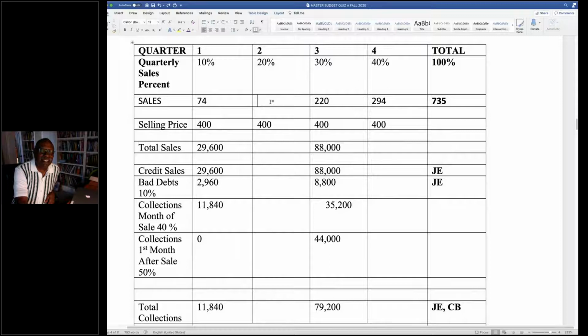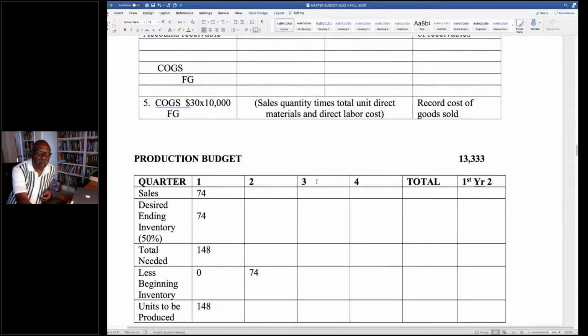20% of 400? No. That's when we did the 735. So was it 20% of 735? Let's see. Yeah, see it work. Yeah, 20% of 735. That gives you how much? 147. I was at 140. We just round to 148. 148, okay. What's your total sales going to be then? Hold on, 148. 59,200.